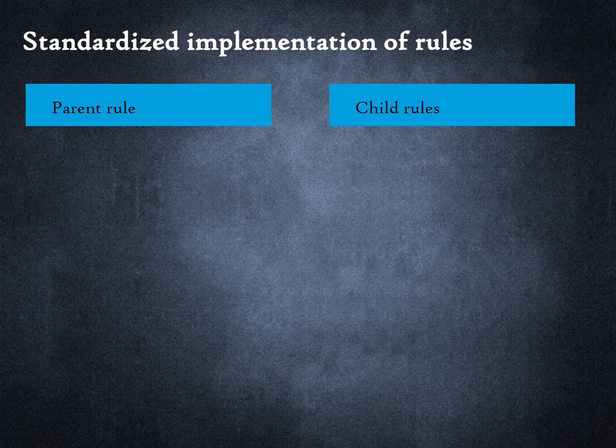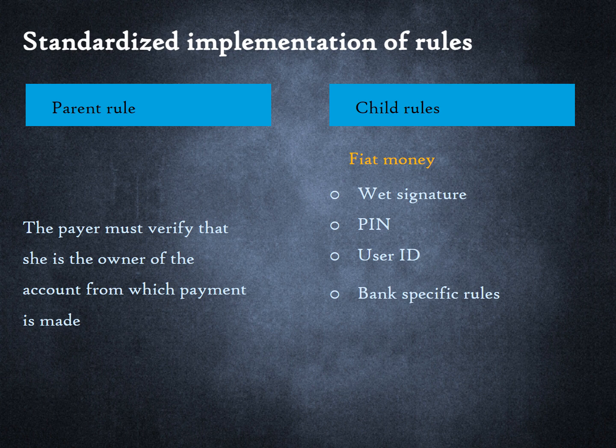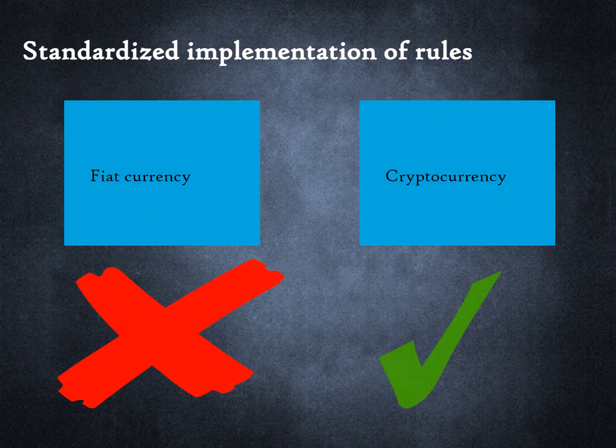In fiat money, there are many variations in child rules for a given parent rule. Consider the parent rule that the payer must verify that she is the owner of the account from which payment is made. Child rules include wet signatures, PINs, passwords, user IDs. Further, different banks may have bank-specific add-on rules. For instance, how much you can withdraw from an ATM on a given day may vary by bank. In cryptocurrency, as long as the digital signature is valid, the payment is authorized. While rules may be somewhat different across cryptocurrencies, within one cryptocurrency system, they are implemented in a standard way for everyone. On the criteria of standard rules, cryptocurrencies are by far the superior alternative.